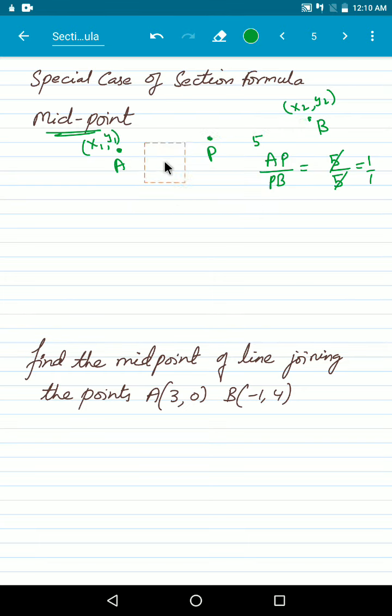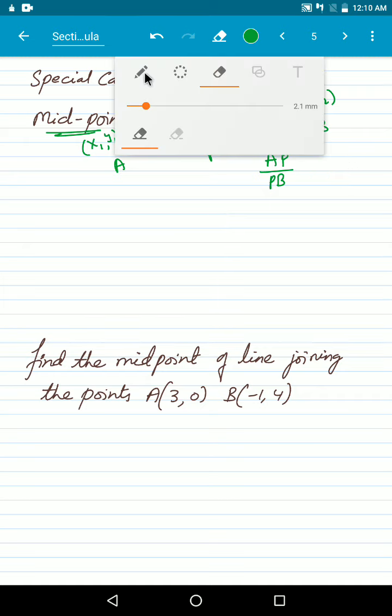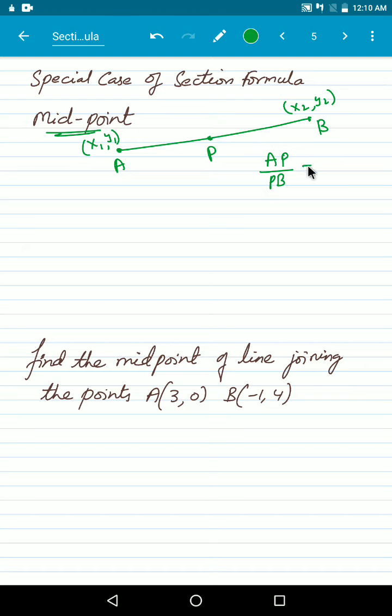Or if we take this as 20, this PB will also be 20. In that case, 20 divided by 20 again will give us 1:1. So when P is the midpoint, the ratio will always be 1:1. So m1 is 1 and m2 is 1. Okay. So we substitute m1 equal to 1, m2 equal to 1 in the section formula.